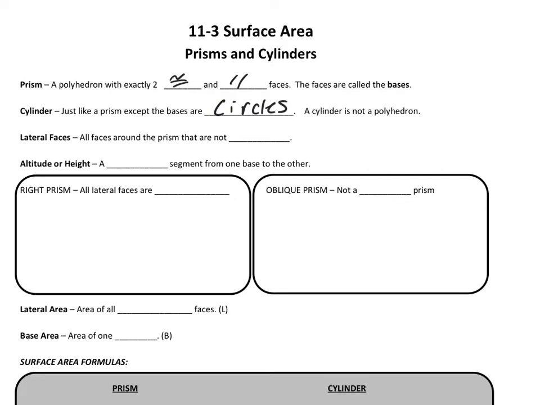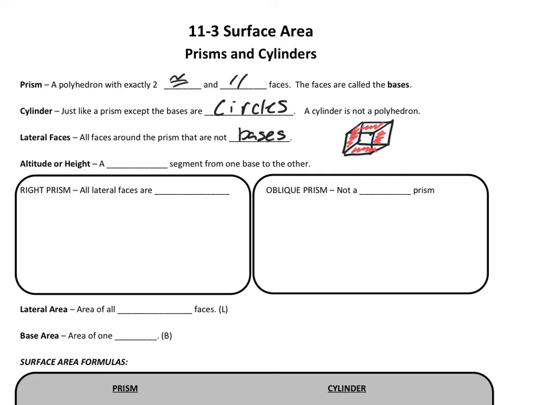So we also want to take a look at the definition of lateral faces. A lateral face is a face around the prism, faces that are around the prism that are not the bases. If we look at a simple drawing here of this cube-esque thing, the lateral faces would be these guys, the ones that stick straight up and down if we were looking at the box sitting on a desk.